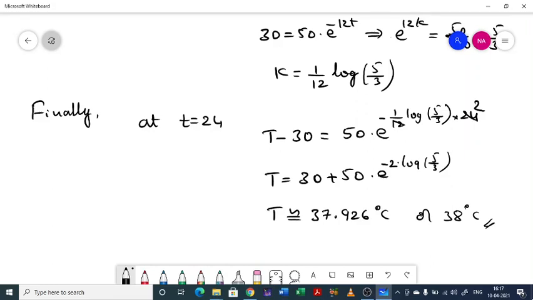I think it is 47. I think you can check this one for an accurate answer. It is, I think, 47, not 37. So it will be approximately 48 degrees Celsius. So this completes the solution of problems on Newton's law of cooling. Thank you.